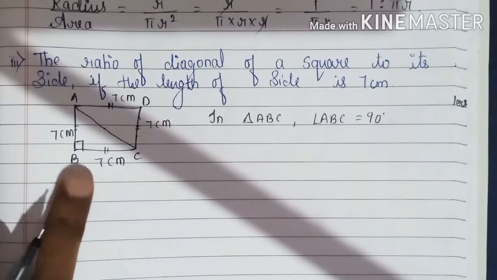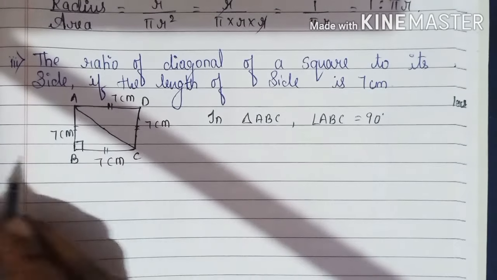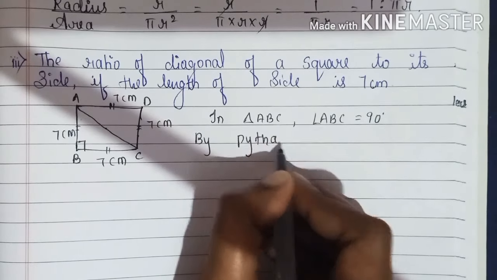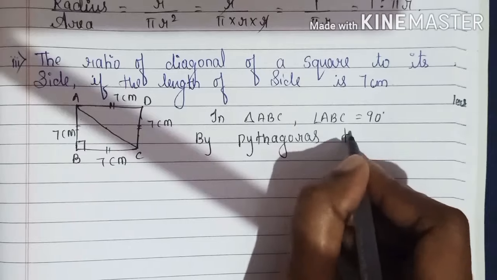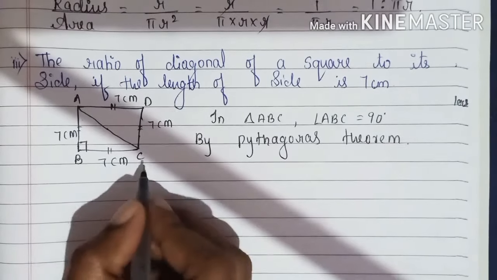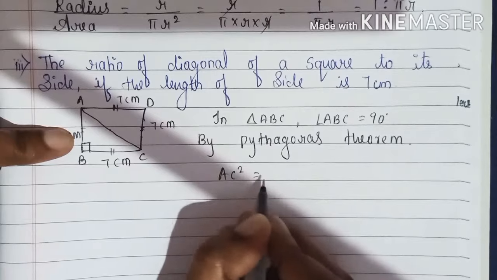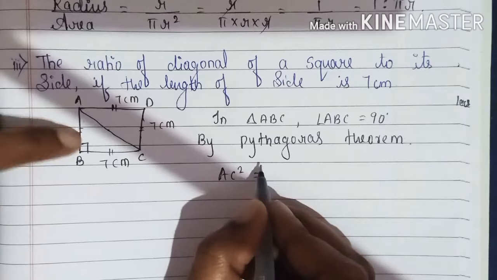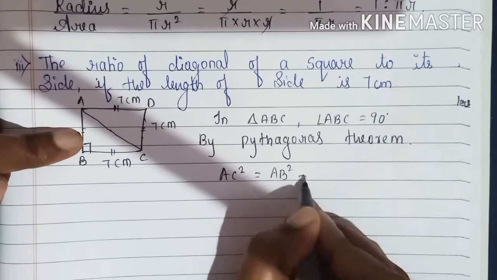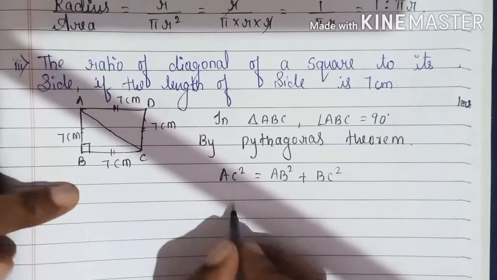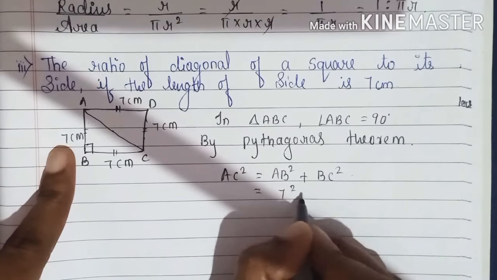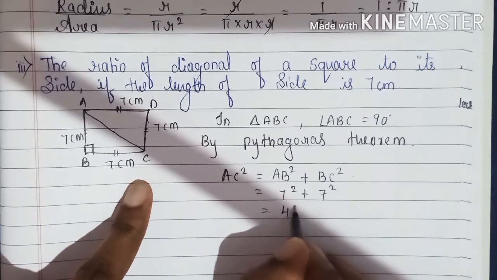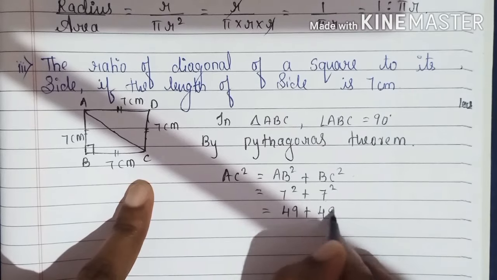So here we are going to use a Pythagoras theorem to find out the hypotenuse. So by Pythagoras theorem, here AC square is equal to, that is hypotenuse square is equal to this one side square and the second side square. Here is equal to AB square plus BC square. Now put down the values. AB is 7 and BC is also 7. 7 square is 49. Again 7 square is 49.